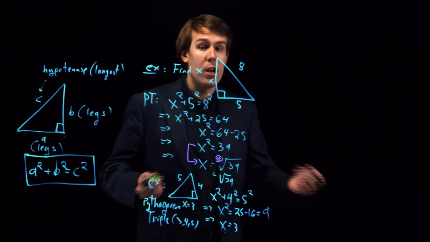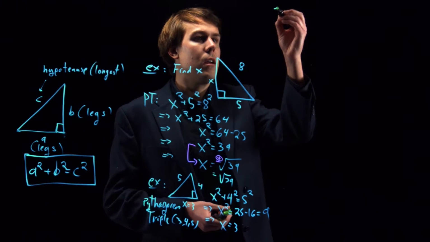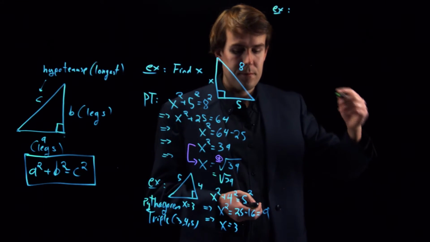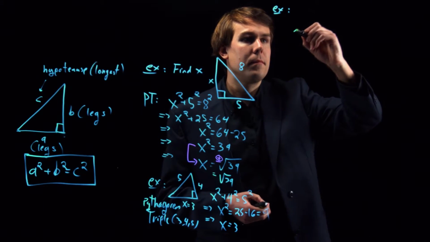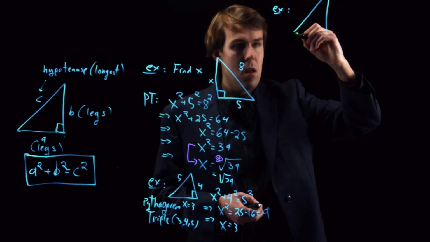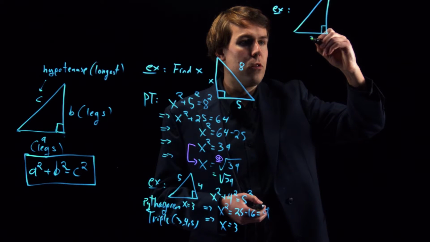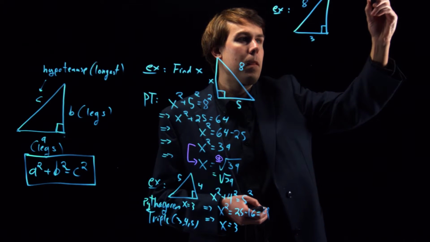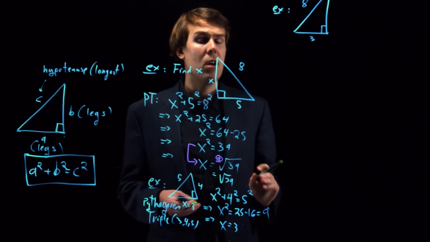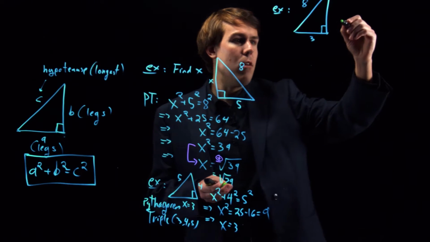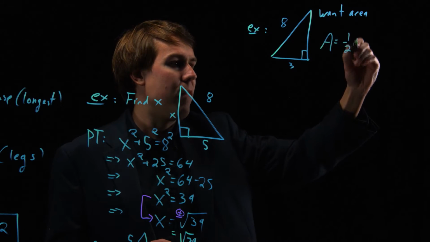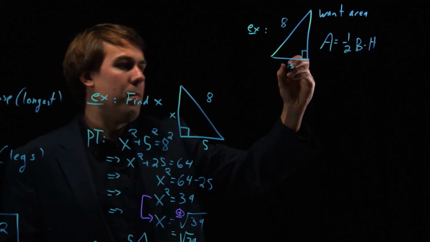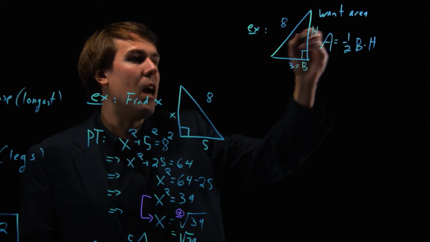Let's look at another application of these triangles. Suppose we wish to compute the area of a triangle. Let's look at one. So I know this is 3, and I know this is 8, and I want the area. How can I do this? I'm not given the height of the triangle. I know that A is equal to 1/2 base times height, but the height's not given here. The base is given as 3, but the height is this unknown side.